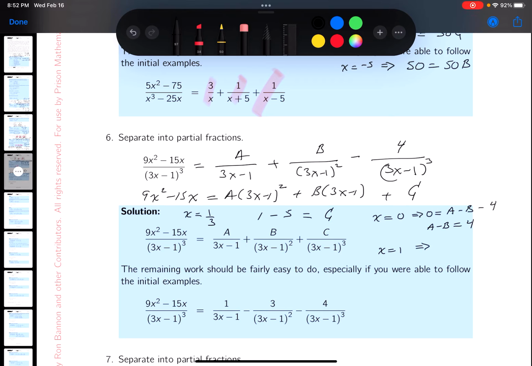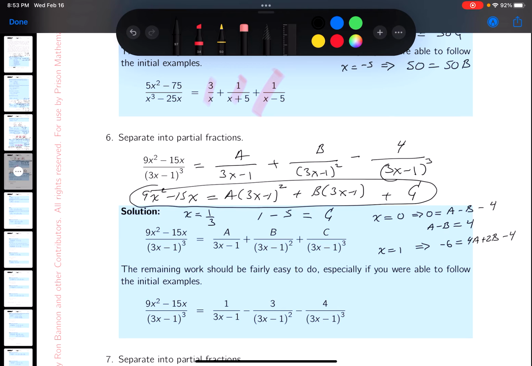And what would I get? Well, if I pick 1, which I think is easy, what do you get? You get 9 minus 15, which is minus 6. Again, I'm picking 1. Again, I want to remind you, we're plugging into here. And what would you get? Well, let's see. You get 3 minus 1, which is 2, so 4A. Then what do you get? 2B. And what's C? Well, we've already determined C to be minus 4.